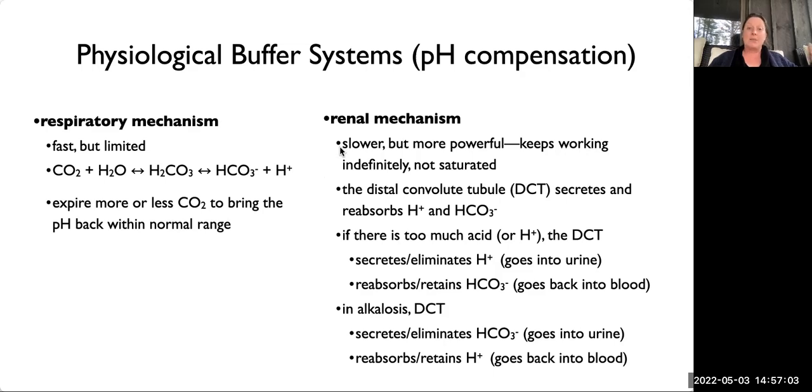The renal mechanism is slower to fix problems than the respiratory mechanism, but it's more powerful because it's not trying to provide oxygen. It can just keep going and going and going.